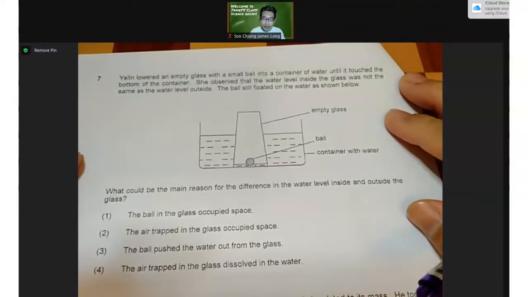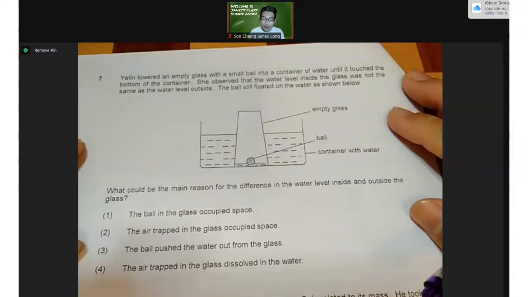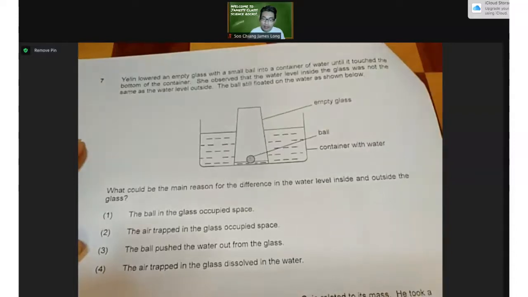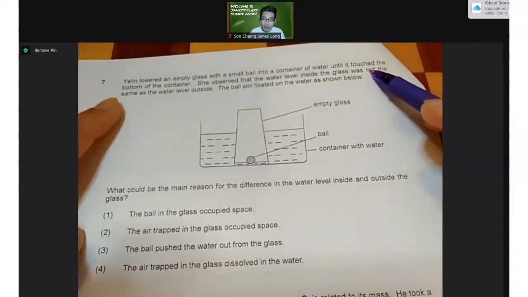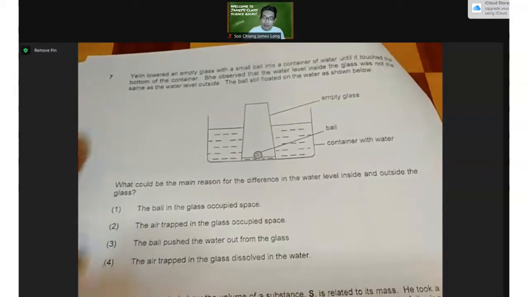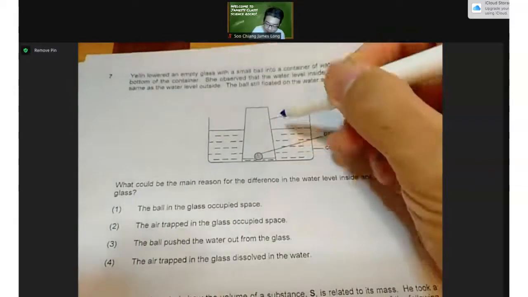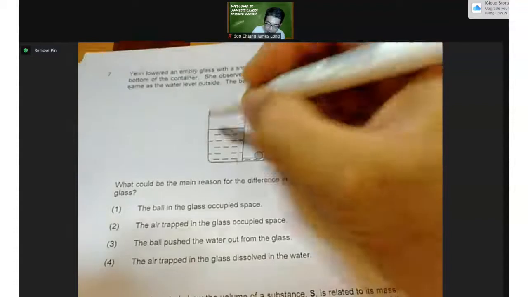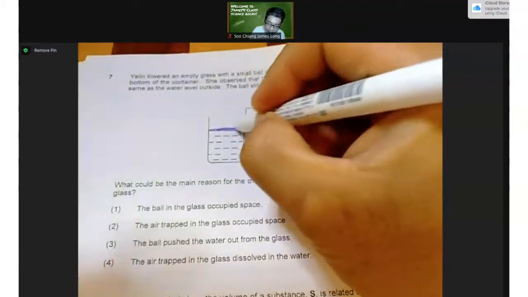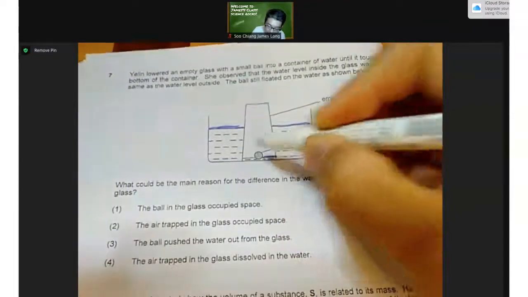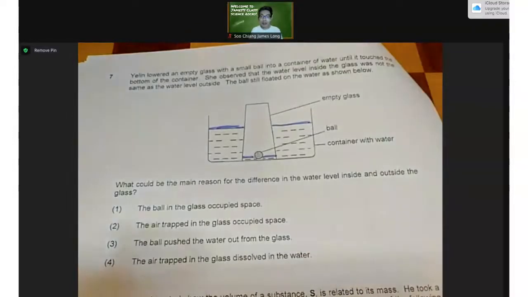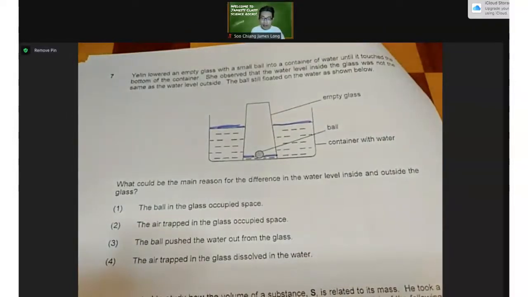Yelin lowered an empty glass with a small ball into a container of water until it touched the bottom of the container. She observed that the water level inside the glass was not the same as the water level outside. So what she means here is there's a water level outside, which is this one, and there's a water level inside, which is this. Right? The water levels are at different positions.